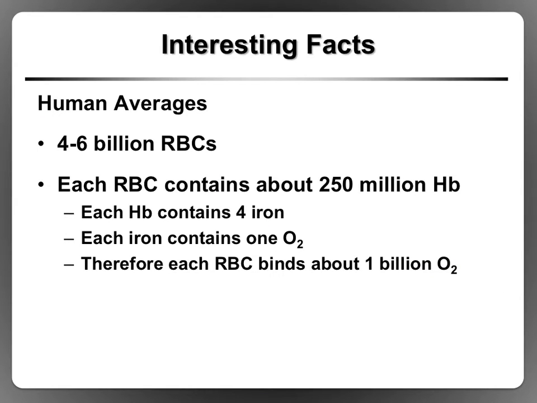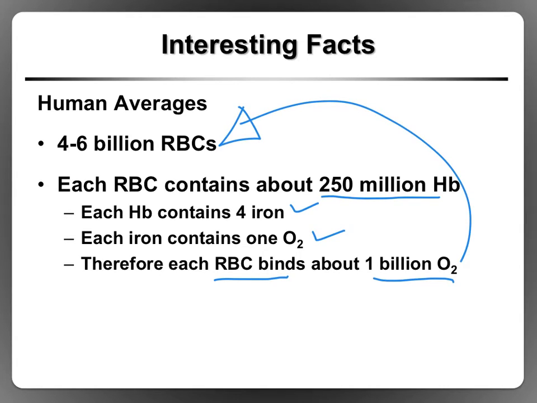Just some interesting facts, not numbers you need to know, but just to give you an appreciation. The average human has 4 to 6 billion red blood cells in their body, and each of those red blood cells contains about 250 million hemoglobin. Each hemoglobin carries 4 iron. Each iron contains 1 oxygen, and therefore each red blood cell binds about 1 billion oxygen. You multiply that by the number of red blood cells we have in your body, and you can see that we have billions and billions of oxygen molecules in our body.